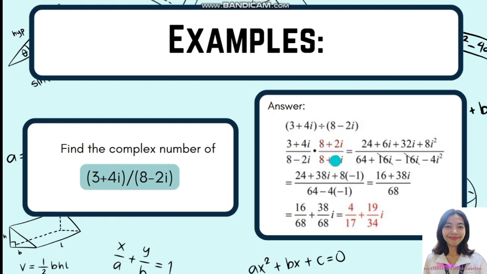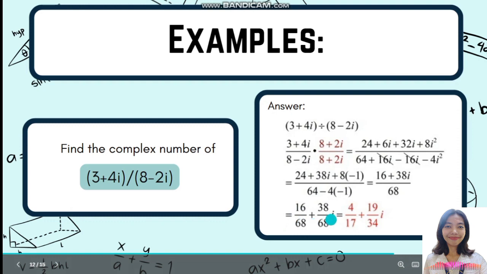And then they use the FOIL method. And then combine like terms, cancel out since it's positive and negative and the same like terms. And then the value for i squared is negative 1. So we have negative 1 here. And then do the math. We can come up with the answer of 16 plus 38i over 68. And then simplify. We can have 16 over 68, with the same denominator, plus 38 over 68i. And then you can reduce this one. It is divisible. So you can have a final answer of 4 over 17 plus 19 over 34i.